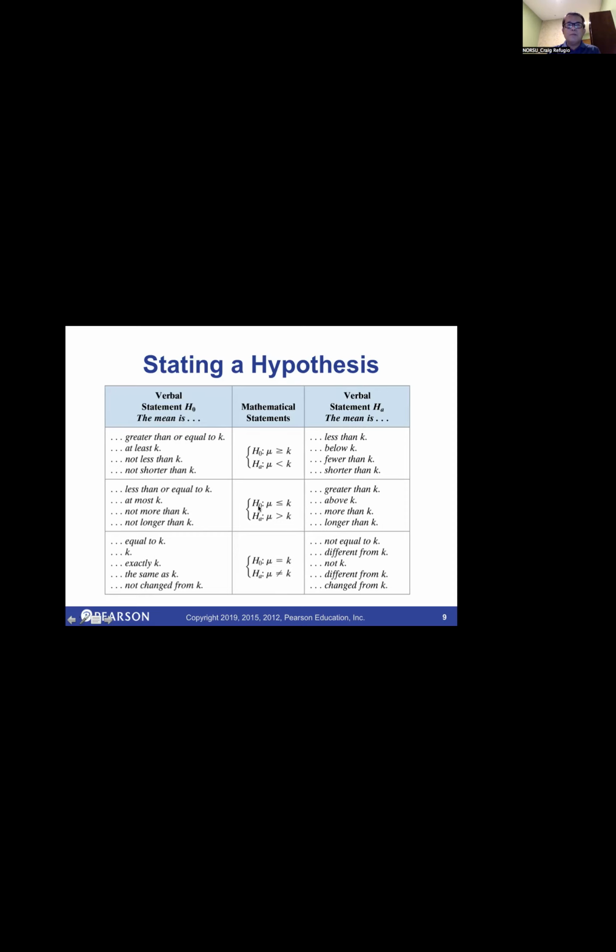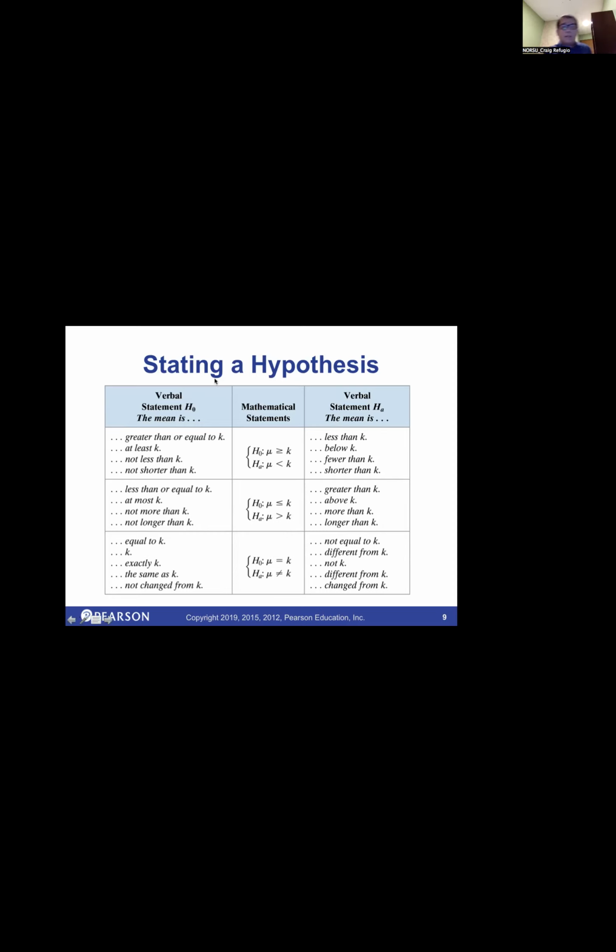We have H0, mu is less than or equal to K. So what are the equivalent verbal statements? We have less than or equal to K, at most K. We'll say at most K, the maximum is K and it can have a lower value than K. Not more than K, so that means K or maybe less than what? K. Not longer than K, so it can be K or what? Lower than K or shorter than K.